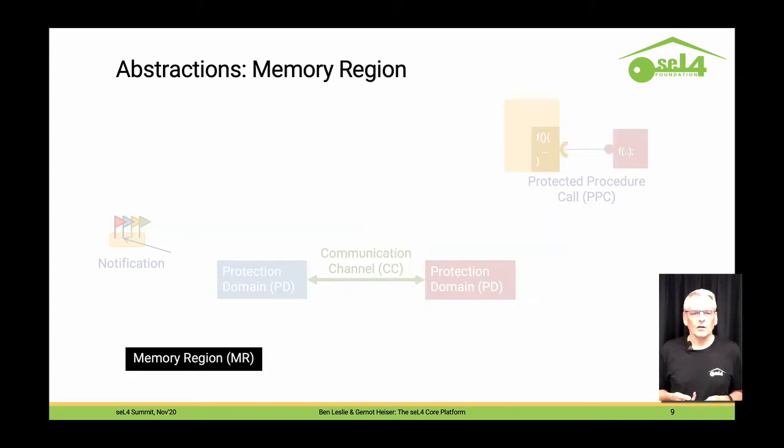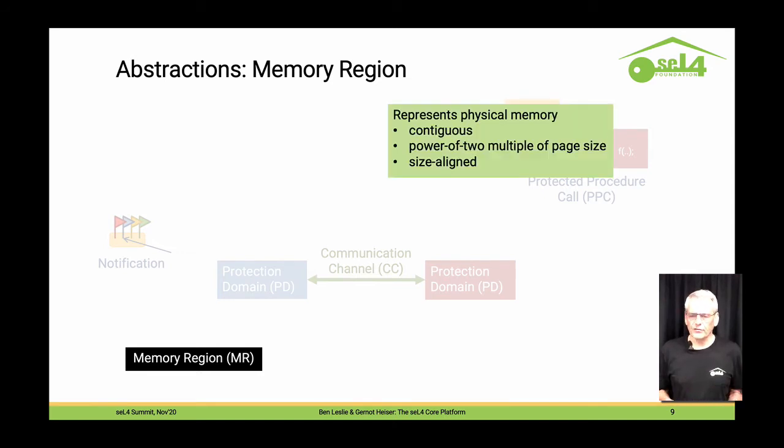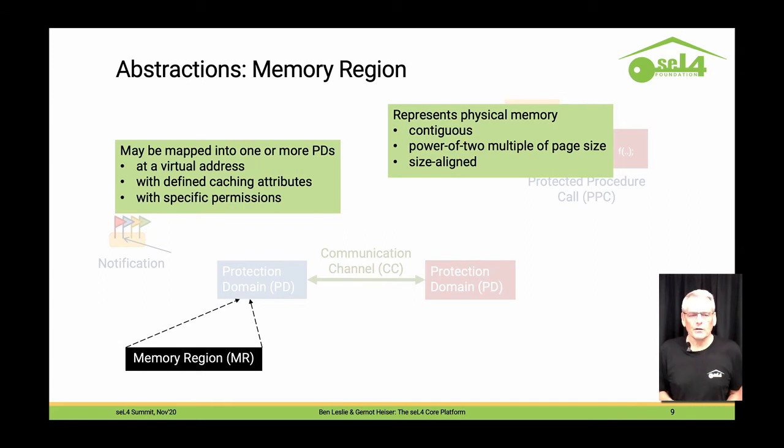The next abstraction is the memory region. And a memory region represents physical memory. It is contiguous, and it's power of 2 in size and aligned to its size. And what you can do with a memory region is map it into a protection domain at a particular virtual address. You can specify caching attributes and permissions. And the memory region may be mapped multiple times within the same protection domain or within different protection domains. Of course, that supports shared memory communication.